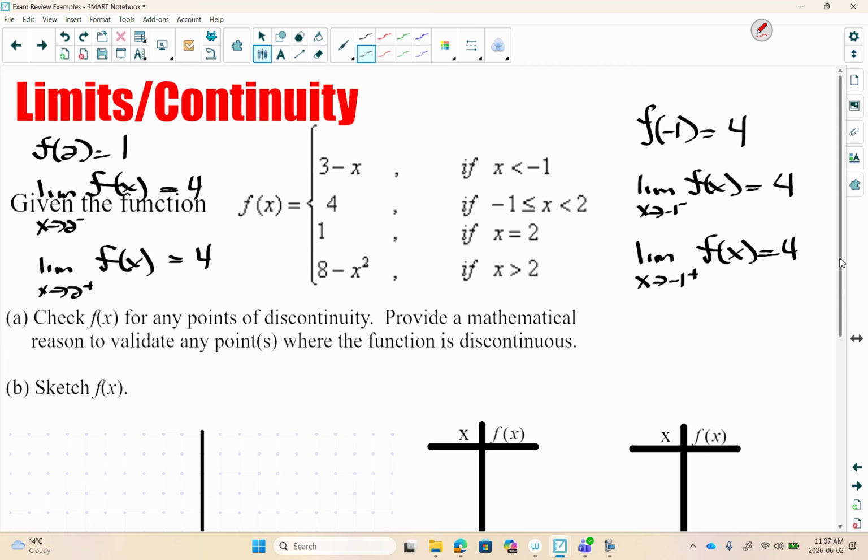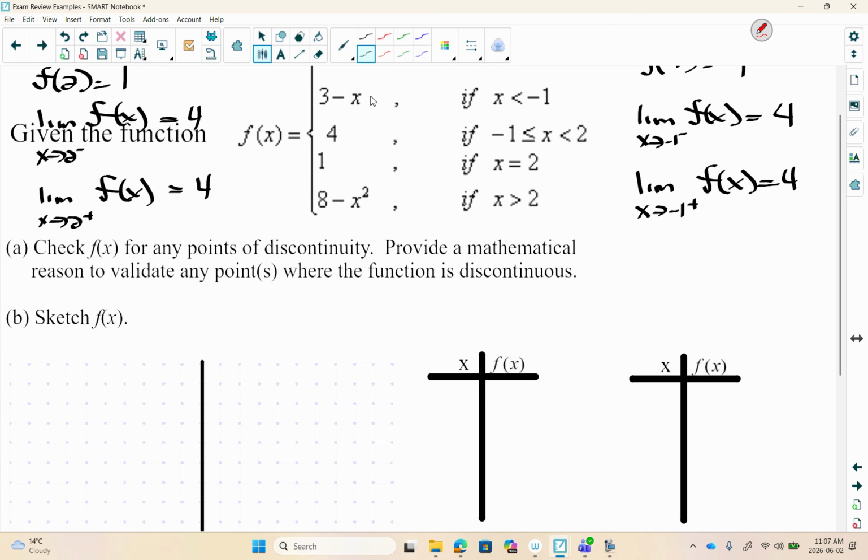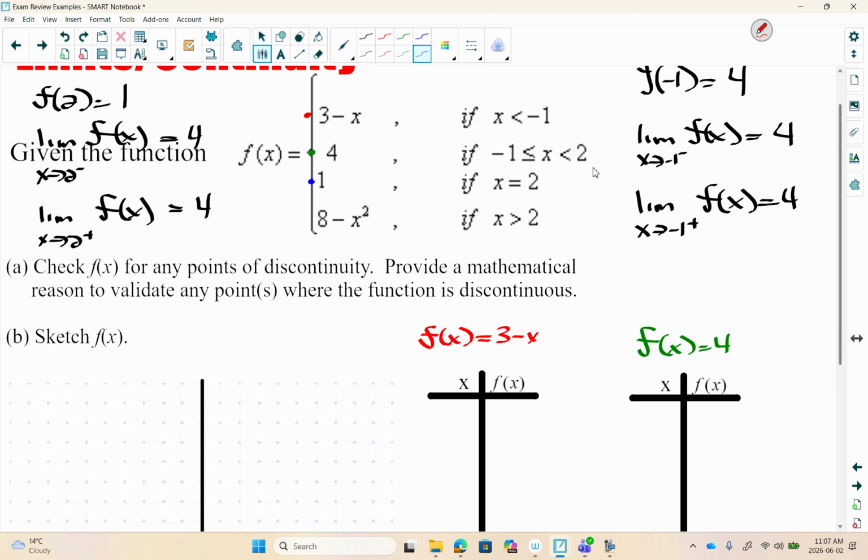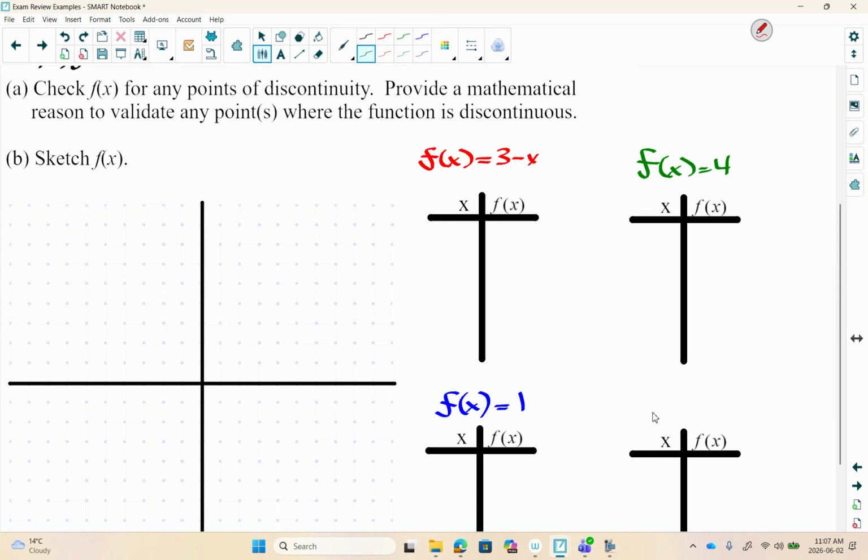So how do I do a sketch? I need to make 4 pieces. So let's start with the first piece. I'll say f of x equals 3 minus x. The second piece, f of x equals 4. The third piece, f of x equals 1. And the fourth piece is this parabolic or quadratic section, f of x equals 8 minus x squared.